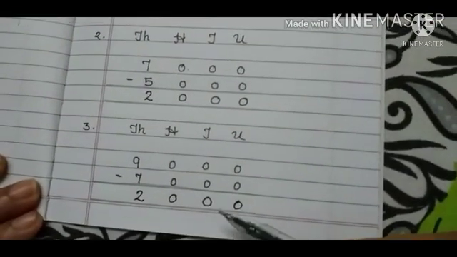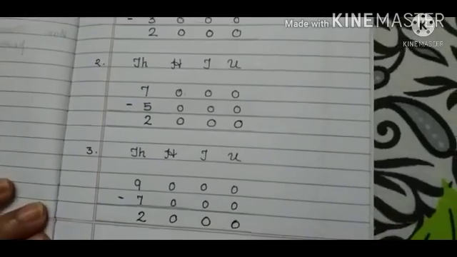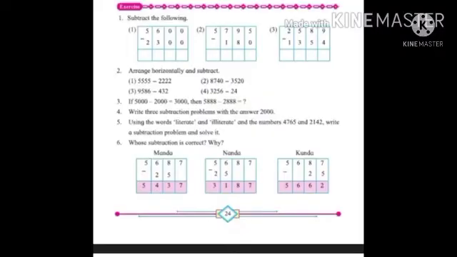So you can see all the answers to the given questions are 2000. So we will make the question like this. Now students, questions number 5 and 6 are omitted for you. We will see subtraction by borrowing in the next video lessons.